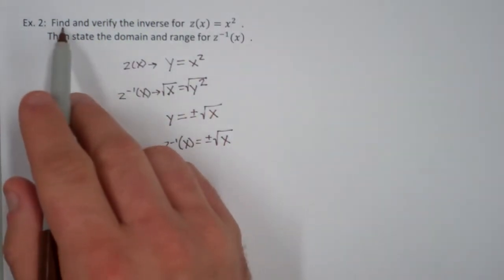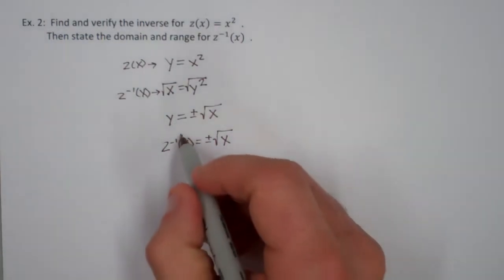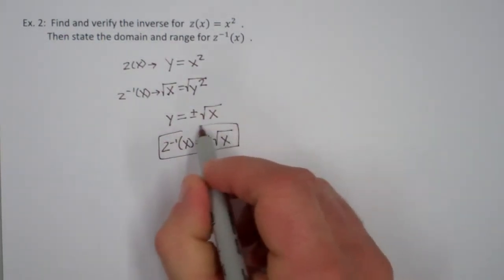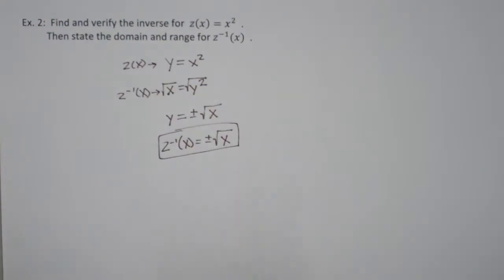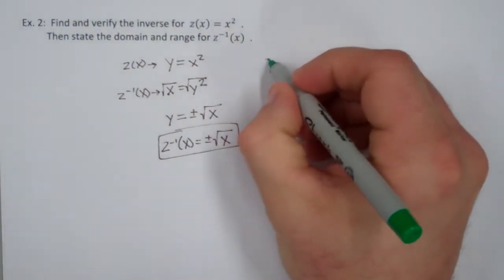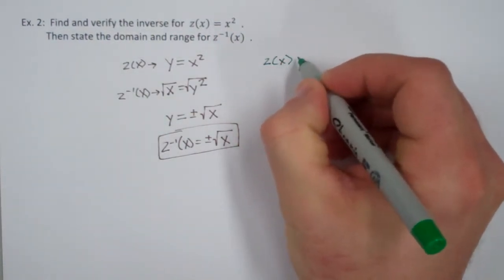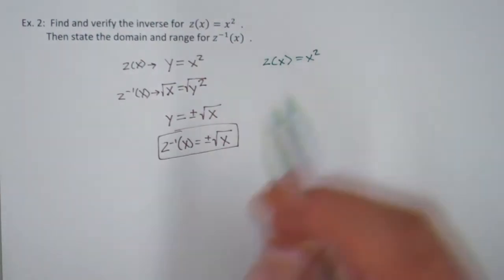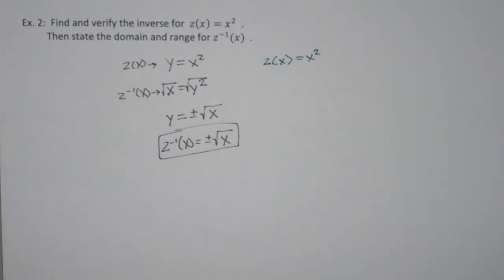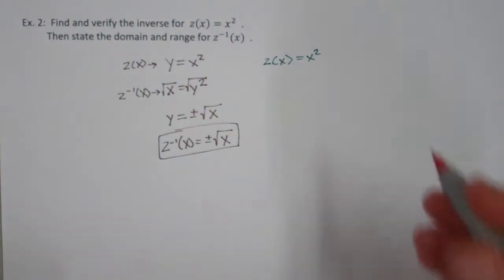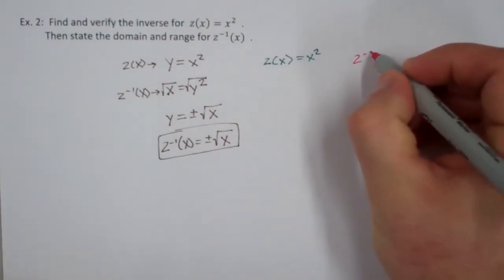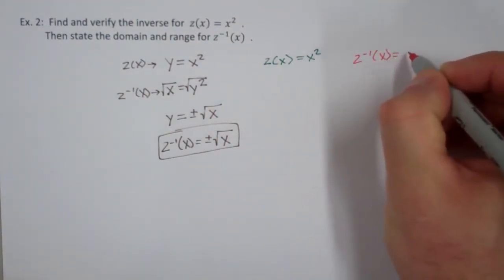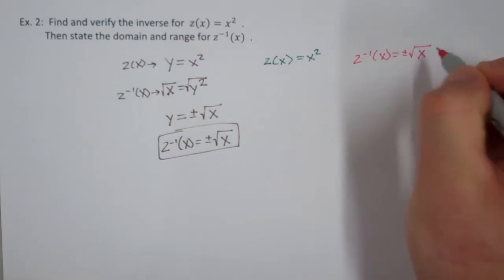So we've now done the find part. This is part of our answer right here. I'm going to verify this, and how we verify this is we compose these functions. So let me write down z of x here for you, and I'm going to do that in green. I hope these colors make it a little bit easier for you to see what's happening. And then we'll do the inverse of z of x, which is plus or minus the square root of x.